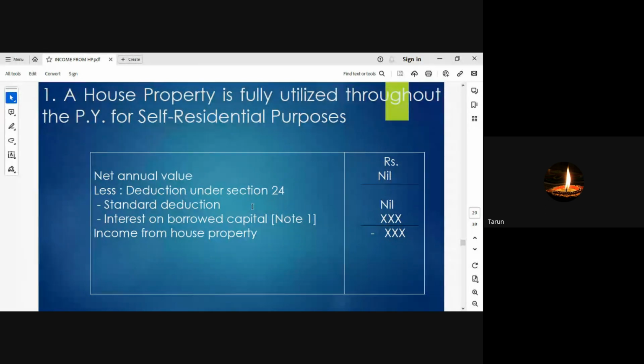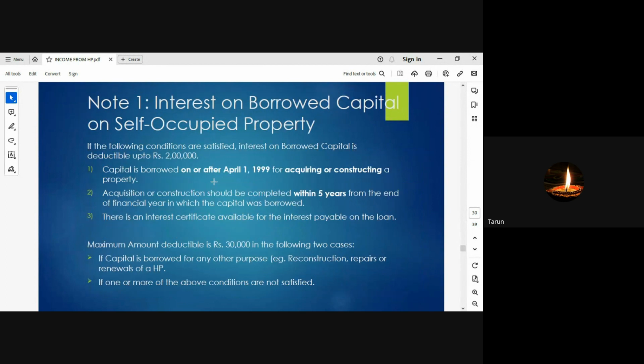So in self-occupied cases, for the net annual value you need not take any value, it's nil. The standard deduction is nil. In case any interest has been incurred on the borrowed capital, that interest amount will be calculated, and that value will be considered as income from house property. It will be negative, so interest on borrowed capital.